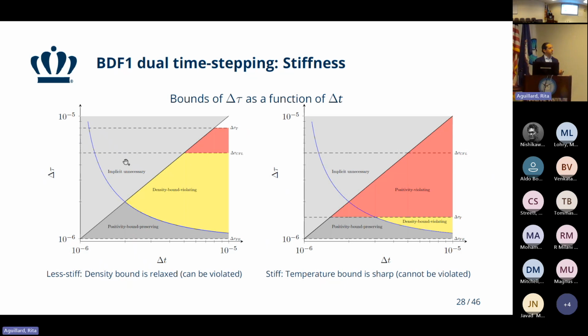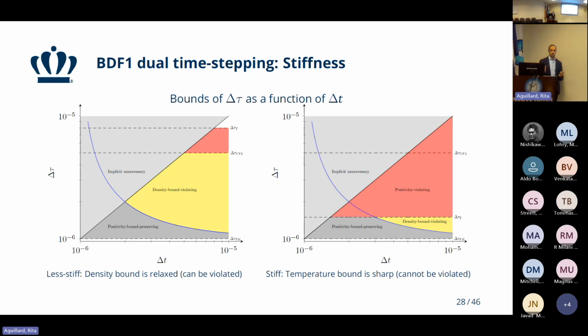And there's an interesting point here: if you get delta t smaller than delta tau, you kind of don't need implicit anymore. It's too small. There's no need for implicit. So we want to stay within this half of the figure. And there are two different cases that we have. There are less stiff cases, and then there are much more stiff cases. What I mean here is whether the density bound is higher than the temperature bound or not. In the left, the temperature bound, I'm assuming, is going to be really high, and that one is less stiff because the temperature bound is generally sharper, but the density bound is less sharp.